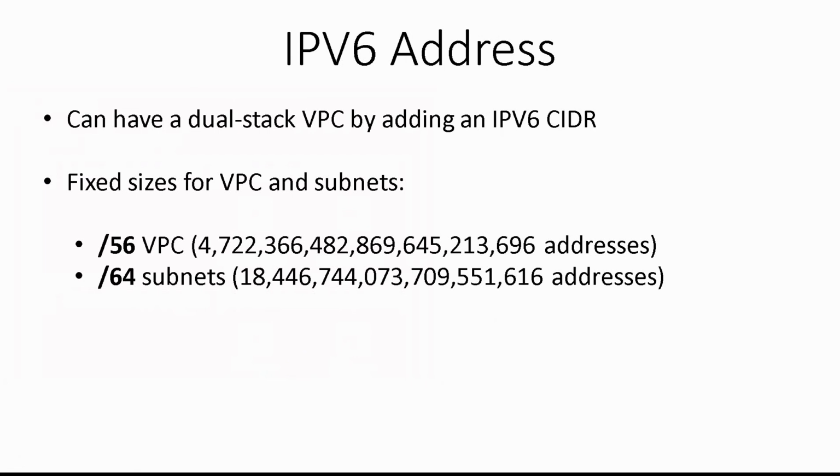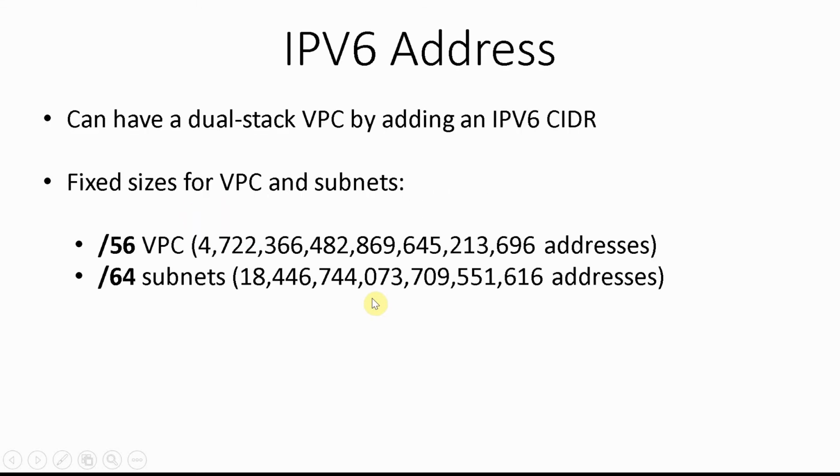Then we also discussed IPv6 addresses. Since the range that IPv4 can extend is less, IPv4 is kind of dying. At least we are running short of IPs. With IPv6 you get a broader range where, for example, you can get this many addresses for a /56 VPC, whereas with /64 you get this many addresses, which is a very wide number of addresses.